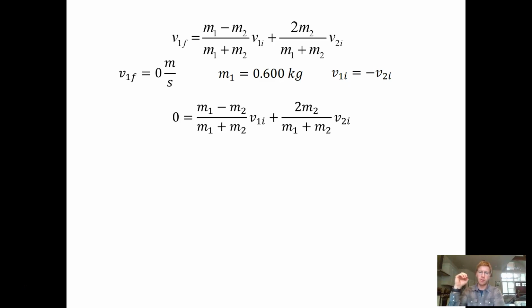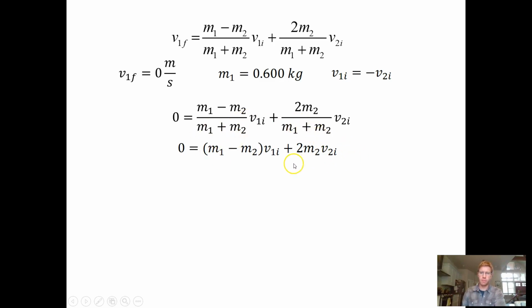Let's check it out. So we know that the final velocity of mass 1 is 0, and so 0 is equal to this whole ugly thing. At first glance, it looks like, how are we supposed to solve? This is crazy. Well, let's multiply through by the total mass, m1 plus m2. 0 times m1 plus m2, still 0. So that gets rid of those guys.